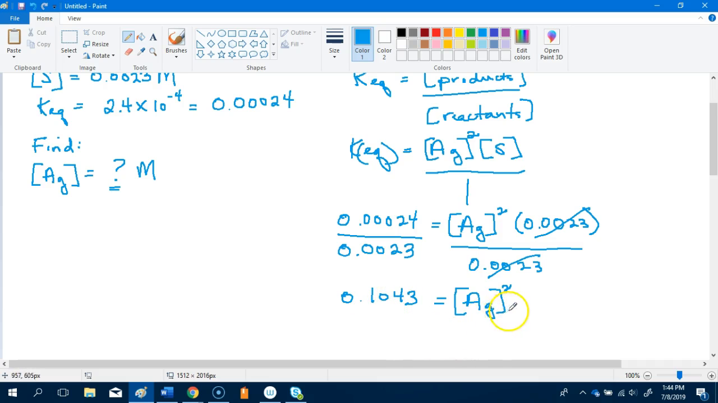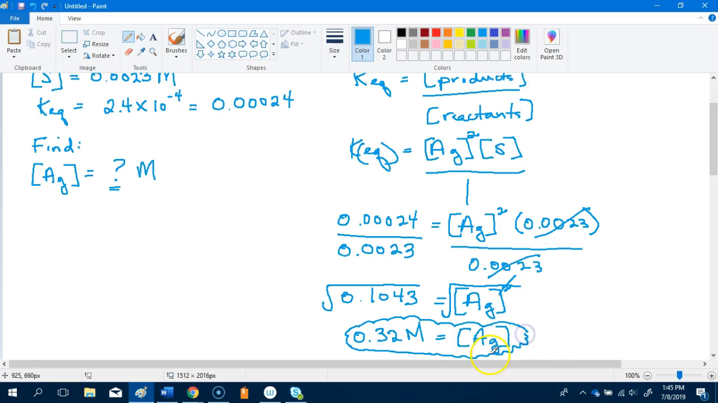0.1043. Now I just need to get rid of the power of 2, and to do that, the opposite of raising something to the power is square rooting it when it's a power of 2. So I'm going to square root that side. That gets rid of my 2. And whatever I do to one side, I have to do to the other. So that's going to leave me with my concentration is equal to the square root of 0.1043. And the answer to that is 0.32 moles per liter. And that is the answer to this question that you're asking.